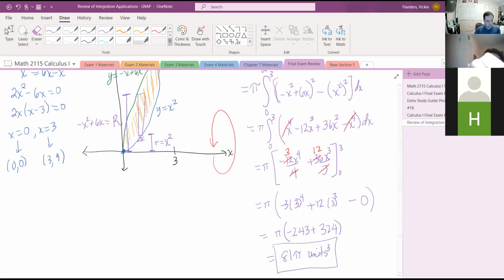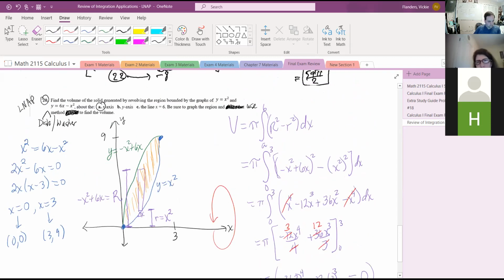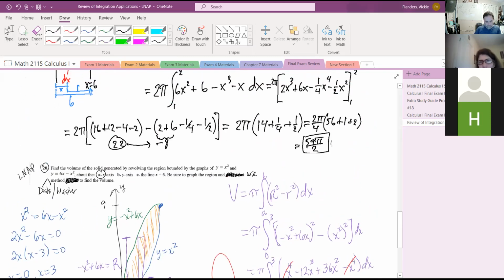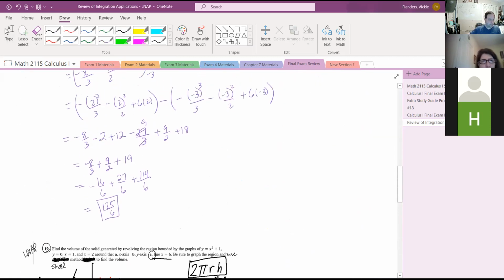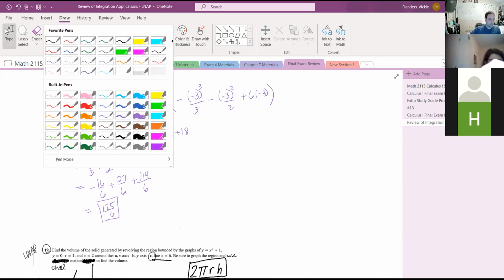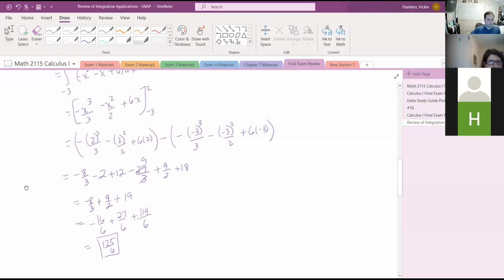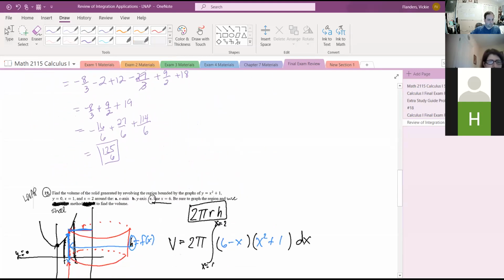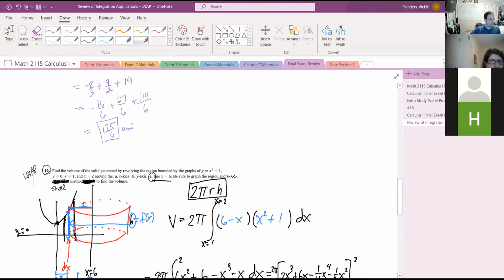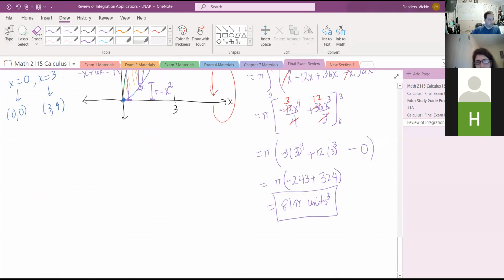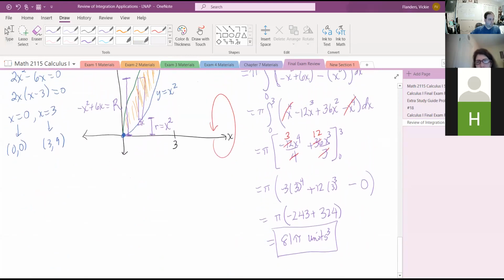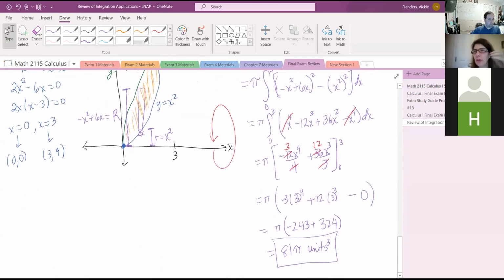And I don't think we put our units over here. You don't have to, but this is cubic units. And this one is, I'm sorry, yeah, that's right, this 125, this is area. So this one is square units. Okay. So 81 pi cubic units. Any questions?